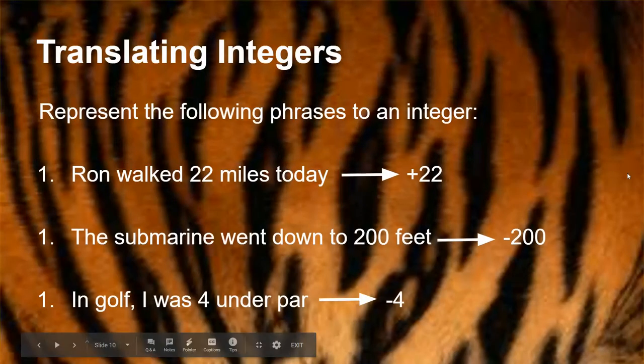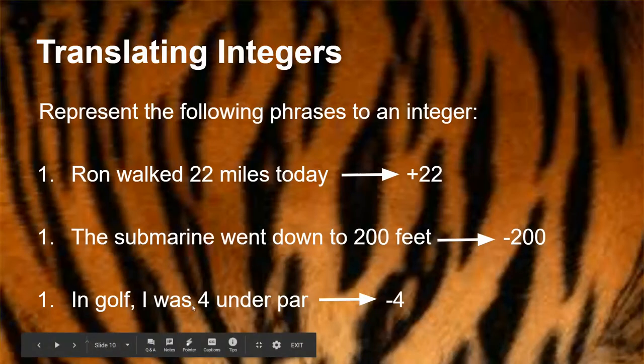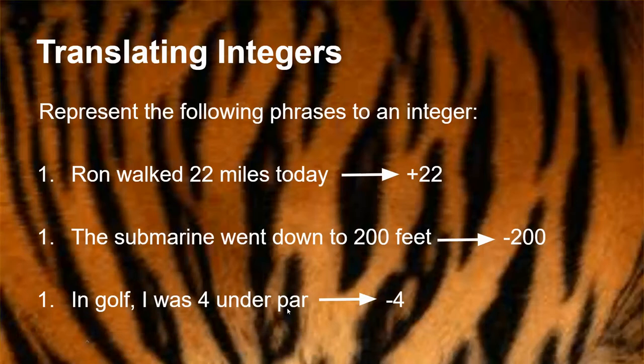Translating integers. If Ron walked 22 miles today, that would be a positive 22. If the submarine went down 200 feet, the elevation would be -200. And in golf, I was 4 under par. Under par means negative, so -4.